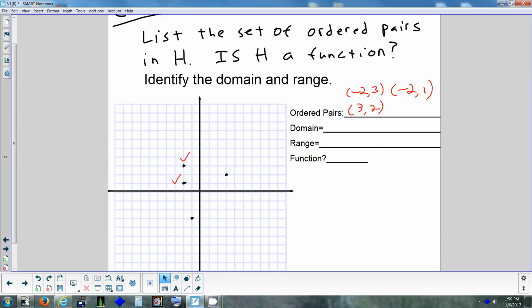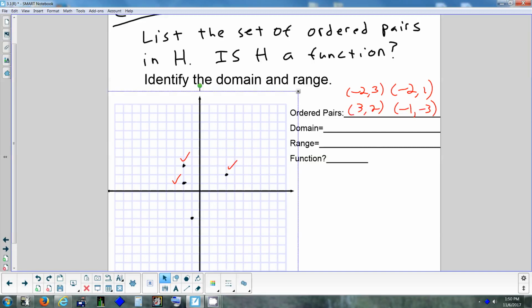Is yours different? I think it's the same. Okay, 3, 2. And one more. Unless maybe you were giving me this one? Because you did say negative 3, there's a negative 3 in this one, but it's the second number. Negative 1, negative 3. So we should have 4 altogether.